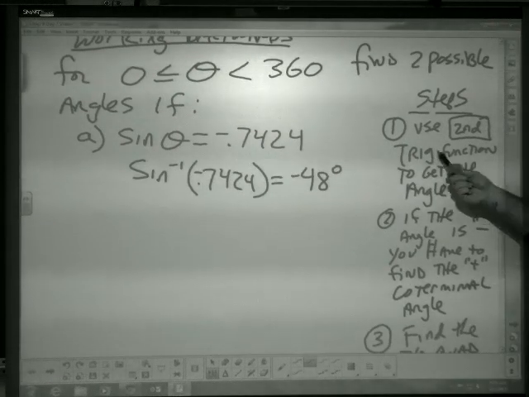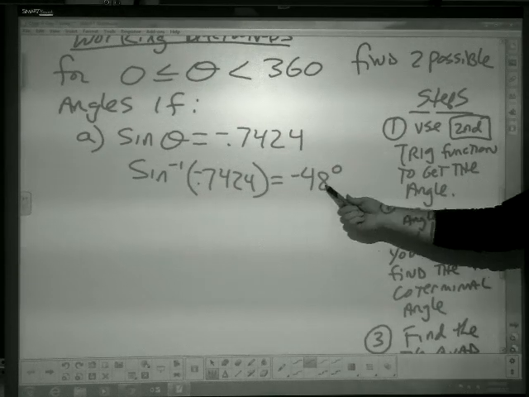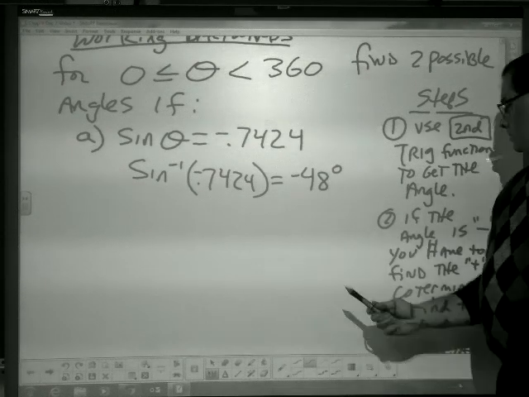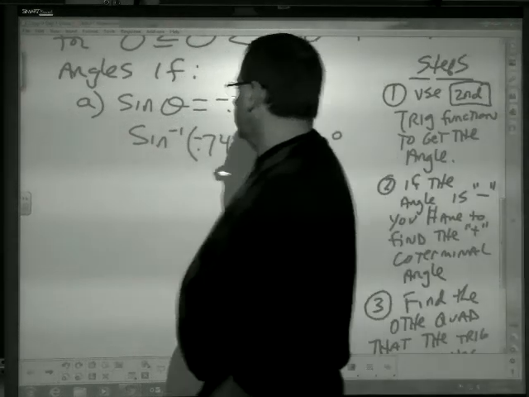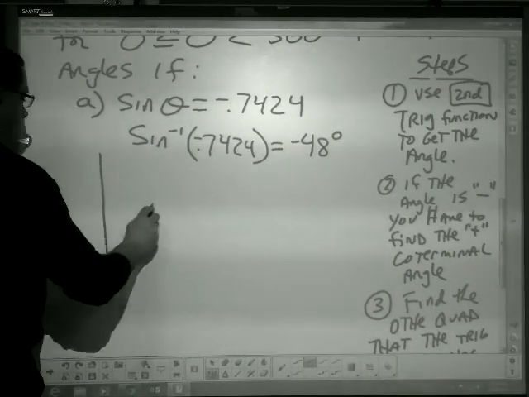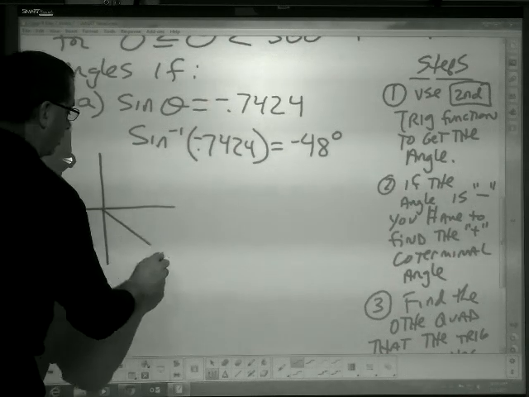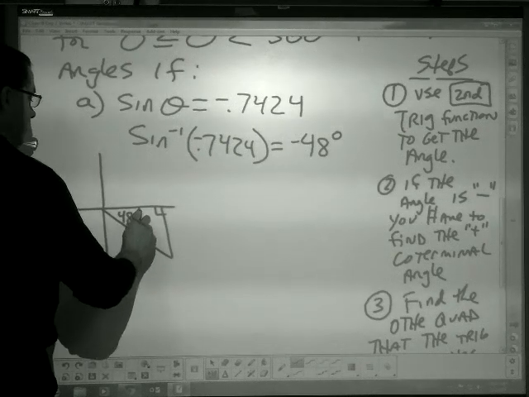So use inverse trig function to get the angle. So I'm going to use inverse sine, and I got my angle now to be a negative 48 degrees. So I'm going to draw a negative 48 degrees. First thing. 48, negative.